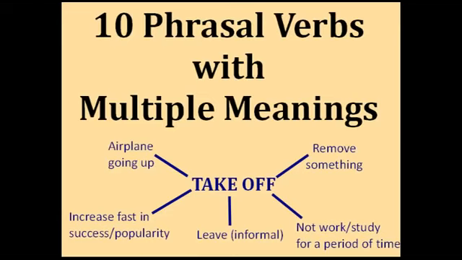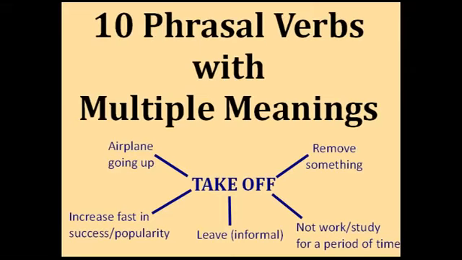Now, phrasal verbs are very similar to each other. For example, we have take off, take out, take on, take over, take up, and all of these are different. And also, one phrasal verb can have multiple meanings. Take off can refer to an airplane going up into the air. Take off can mean to remove something, for example, take off your jacket or take off your shoes. And we have three more meanings.